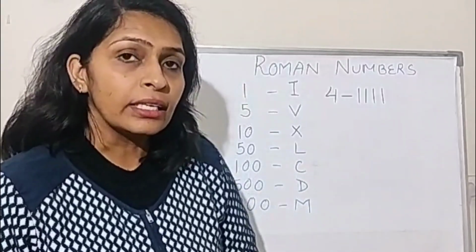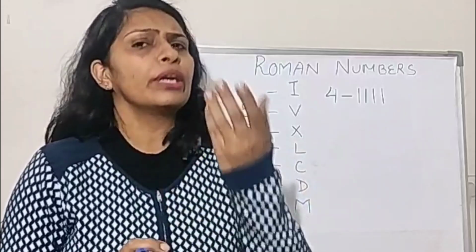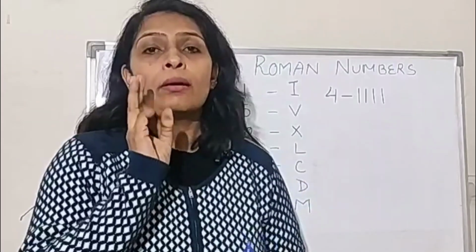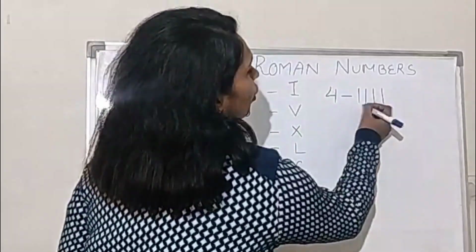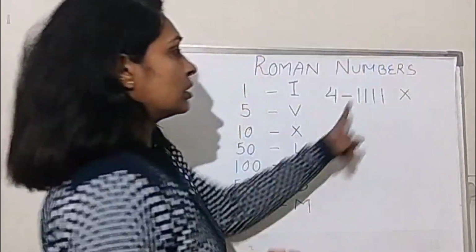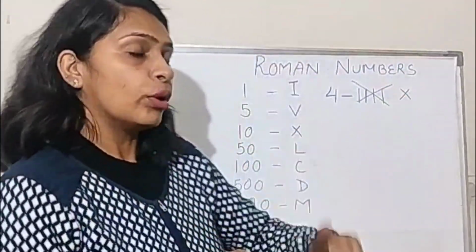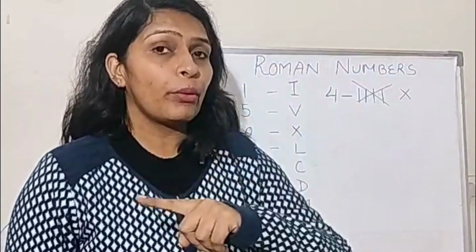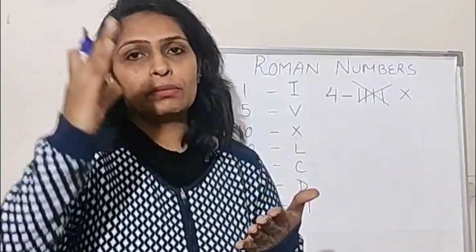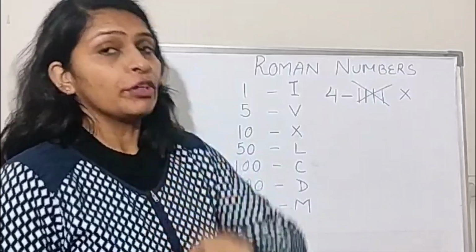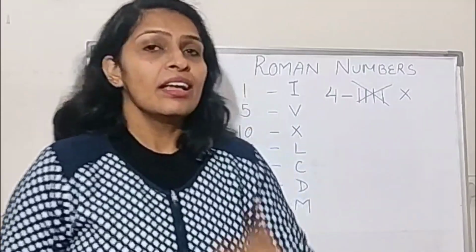Why is it incorrect? Because as per the Roman number system, an alphabet can repeat a maximum of 3 times, not more than that. So 4 cannot be written that way. Be very careful. This is wrong, we cannot do this. Instead, I hope you got the point why we have written 5 minus 1 and not 1 plus 1 plus 1 plus 1, 4 times. So if you find a Roman numeral written like this, it is incorrect, right?